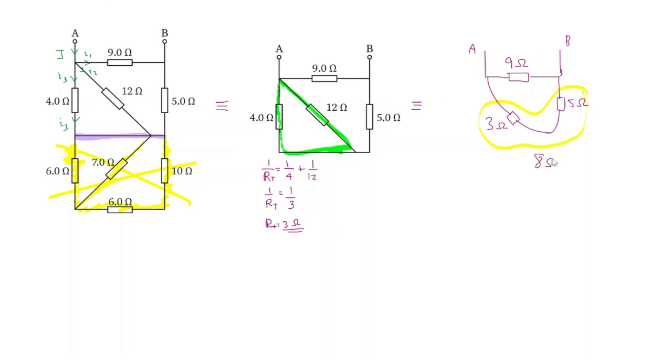Now you have this 8 ohm resistor in parallel with this one. So 1 over R total is 1 over 9 plus 1 over 8. You can put this in the calculator and take the reciprocal. So the value of total resistance is 4.2 ohms. This is the final answer.